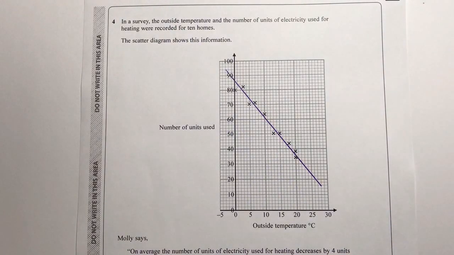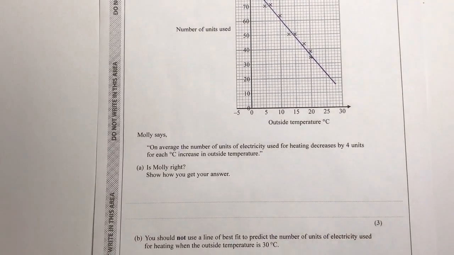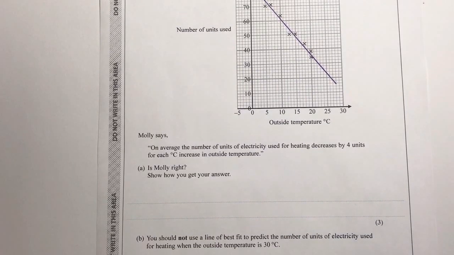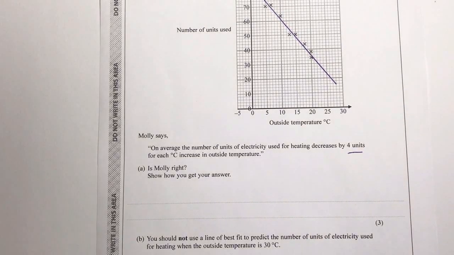Now it says, is Molly right to say the number of units of electricity used on average decreases by 4 units for each degree C increase in outside temperature? Okay, so is Molly right? Well, basically they're talking about the gradient.